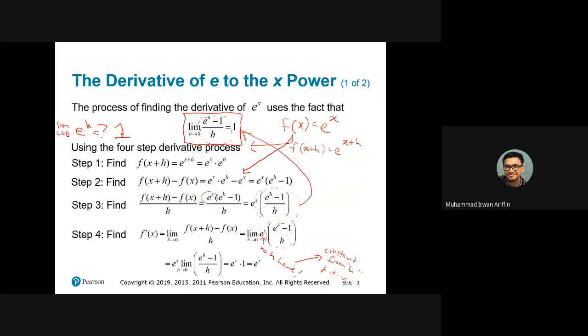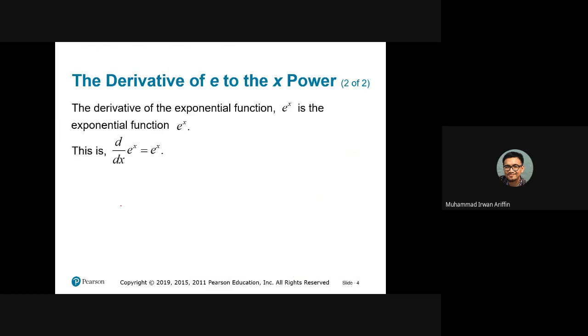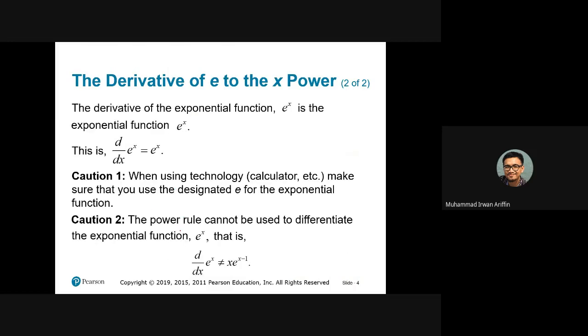So now the shortcut. This is why some of you really love the exponential; it is easy to find the derivative. If f of x equals e to the power of x, then the derivative is e to the power of x itself, based on this. Caution: I'm going to leave this to you, and take note that we cannot apply this rule to the exponent.